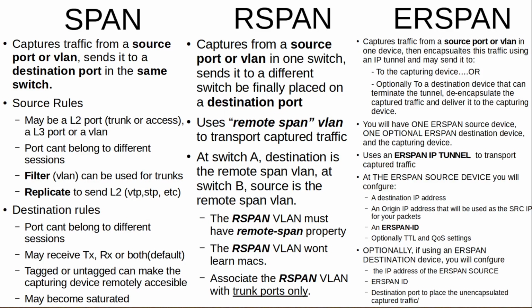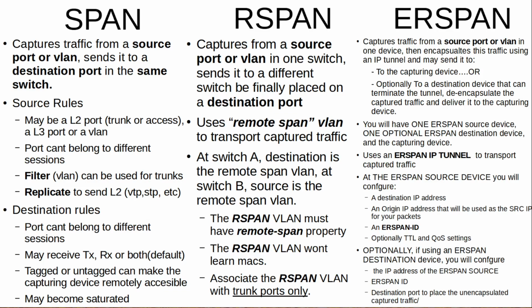network. This device that is capturing the traffic will have two options. Either send that encapsulated traffic directly to the capturing device, or optionally, you can have another device that will terminate the tunnel, decapsulate the captured traffic, and deliver the unencapsulated traffic to the capturing device. So you have two options: send this traffic directly to the capturing device, or use an intermediate destination device.